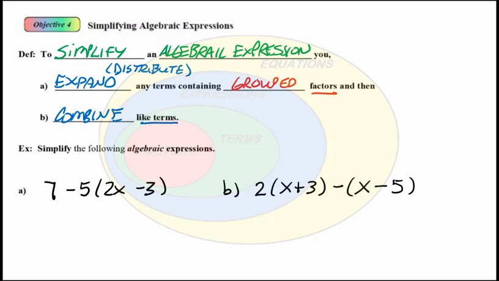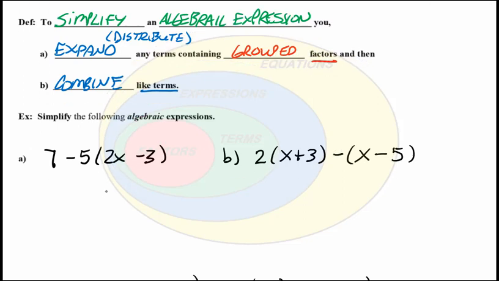So when we do this first example, if I want to simplify this expression, first of all, I need to notice that the expression is 2 terms. I have a 7, and then I have this negative 5 times 2x minus 3. Well, the term on the right has a grouped factor. So in order for me to simplify this, I need to expand this term, which means I need to take this negative 5 and distribute to each of the terms here. Now that's going to create 2 separate terms. It's going to be negative 5 times 2x, and then the next term is going to have negative 5 times negative 3.